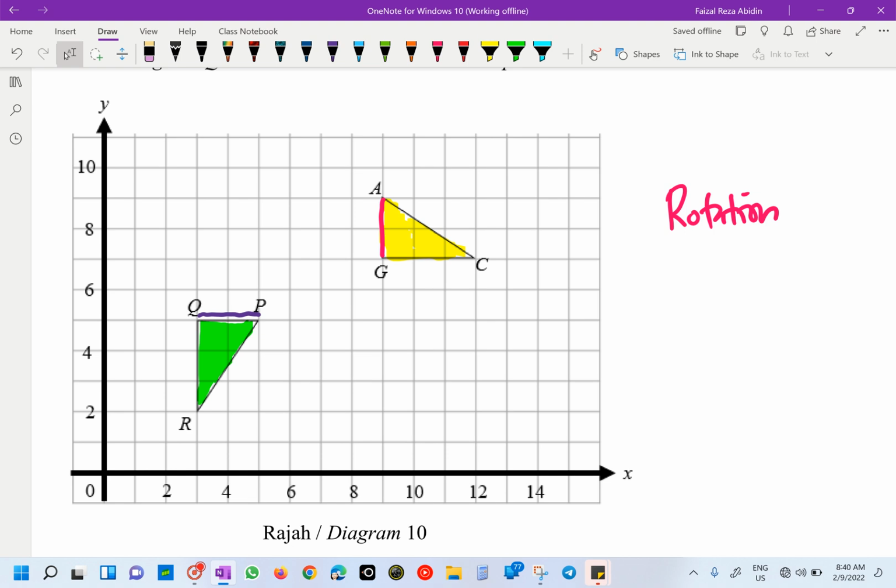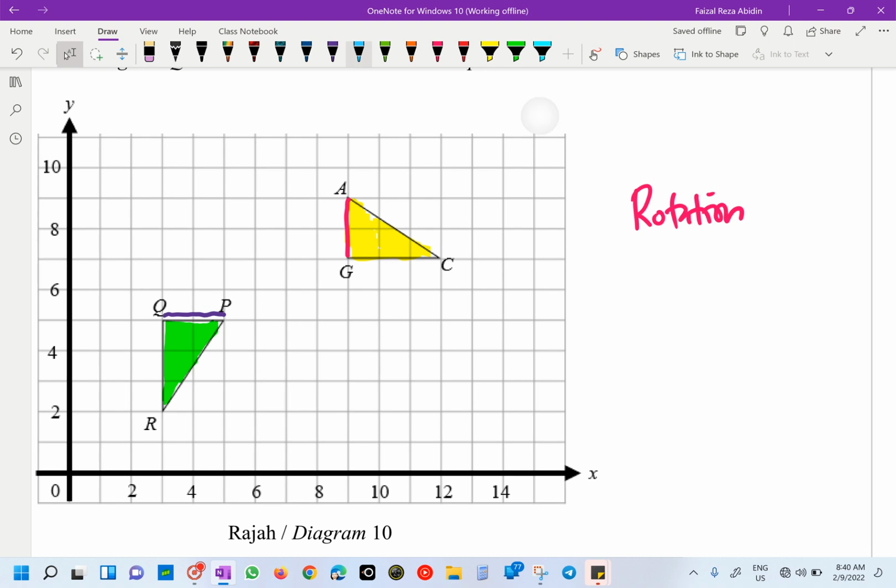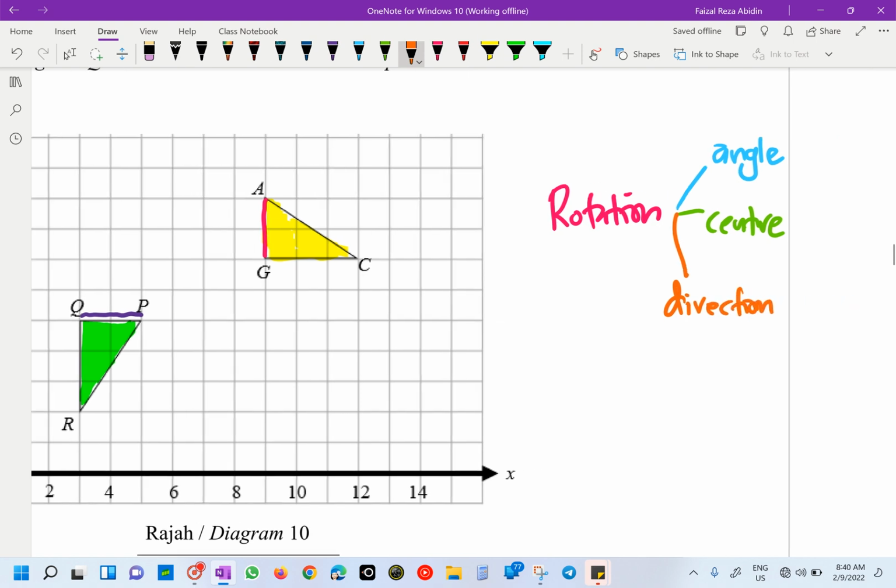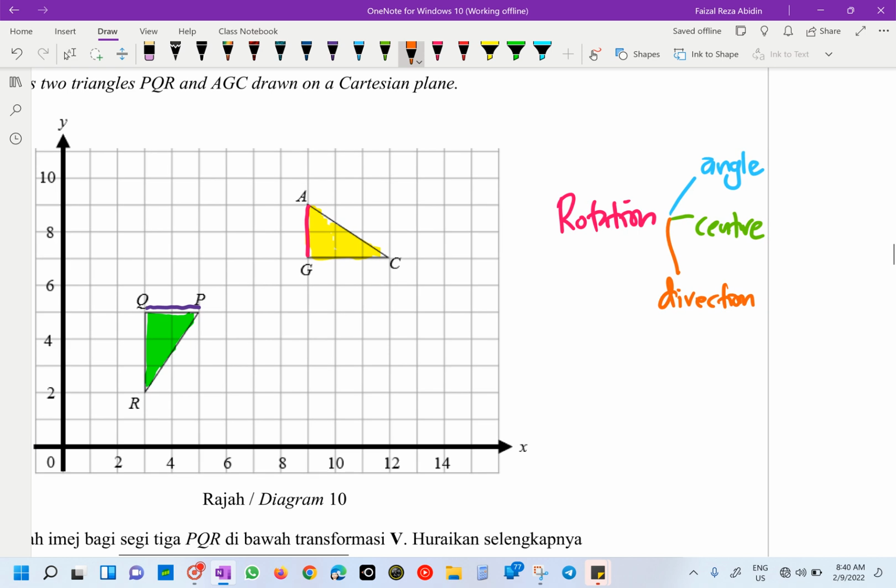Okay. For rotation, what are the properties we have to know? ACD. What is ACD? First, A is angle. C is going to be center. D is going to be direction. ACD. I mentioned it before, right? Angle, center, direction. ACD. So that's for rotation.